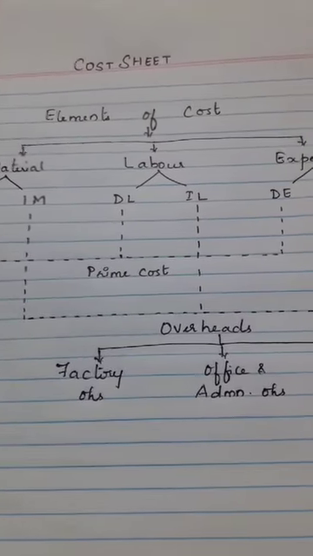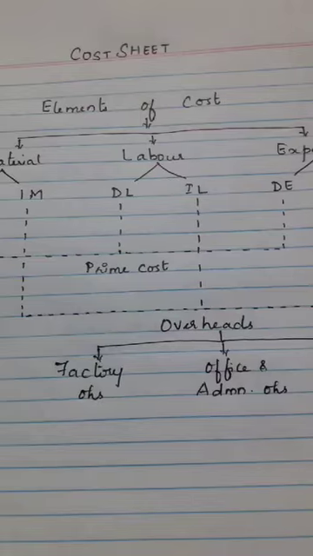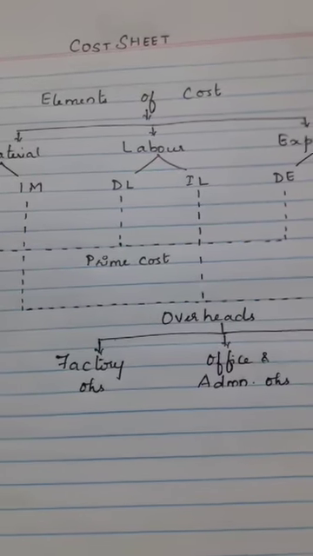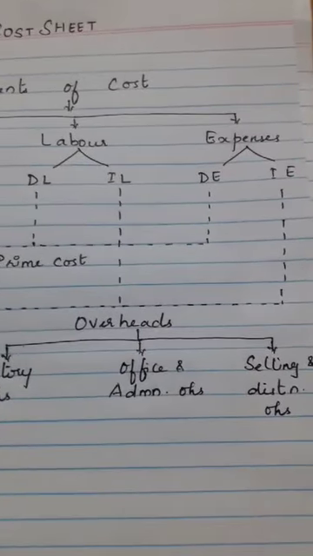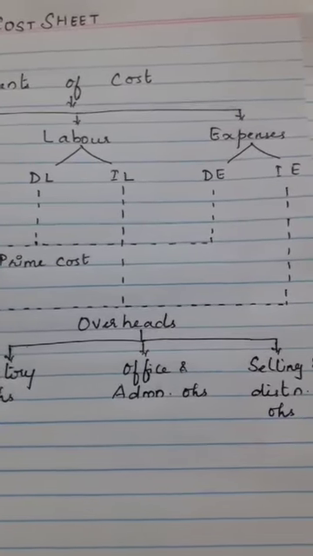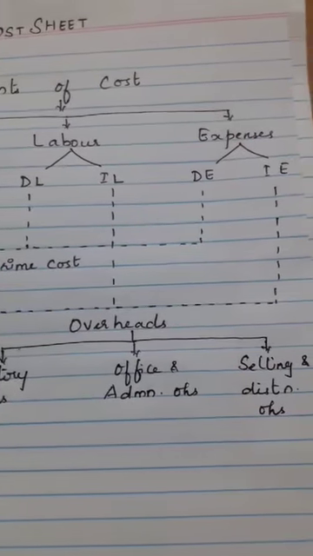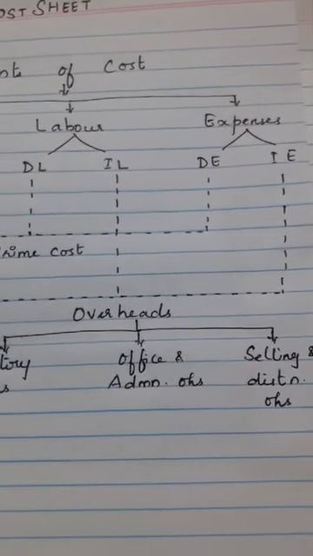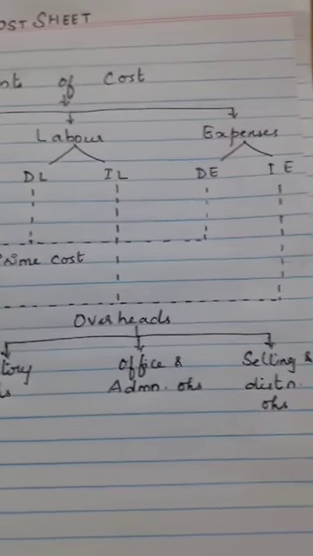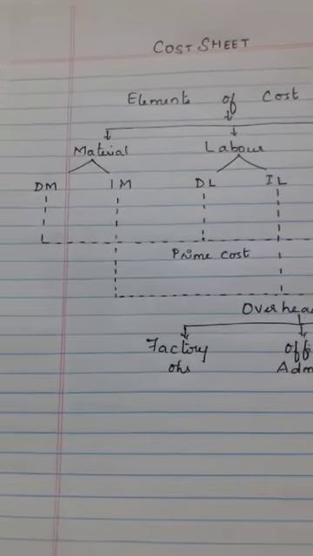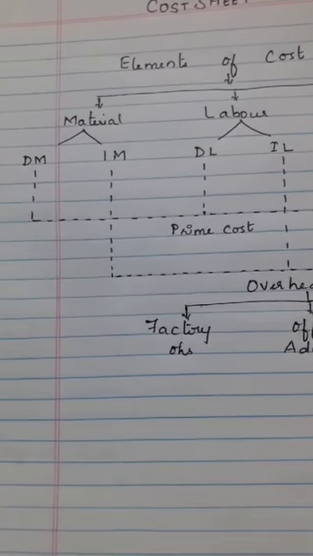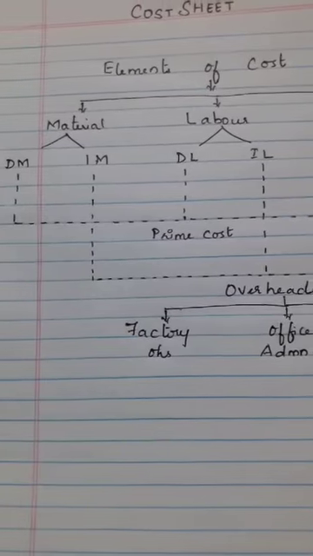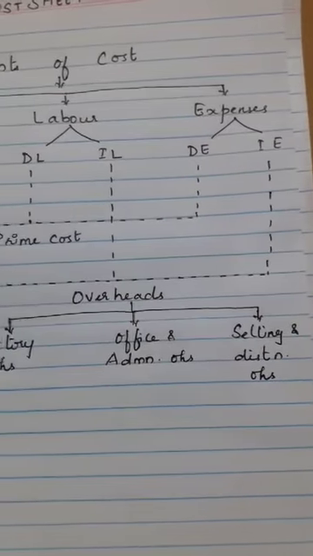Labor cost is nothing but the cost incurred for the payment of wages to the laborers involved in the production process. Next comes our expenses part. The expenses apart from material and labor which are involved in the process of production are called expenses or other expenses. Fine. So now material is divided into direct material and indirect material, labor into direct labor and indirect labor, direct expenses and indirect expenses.